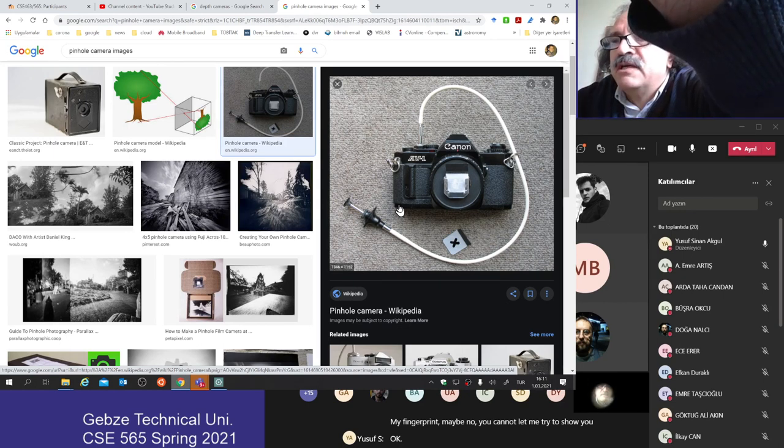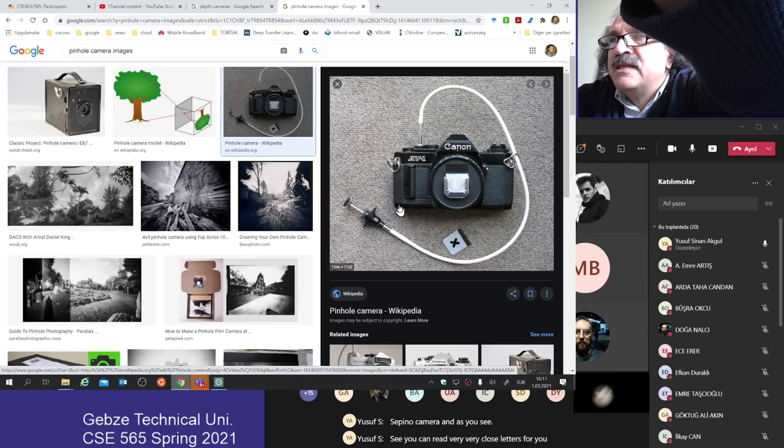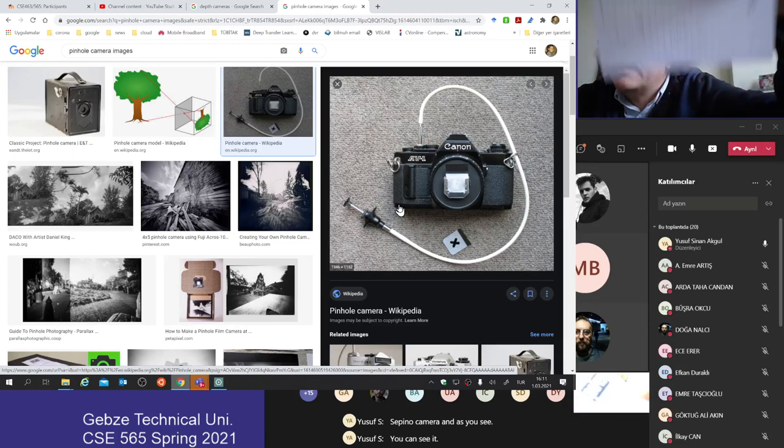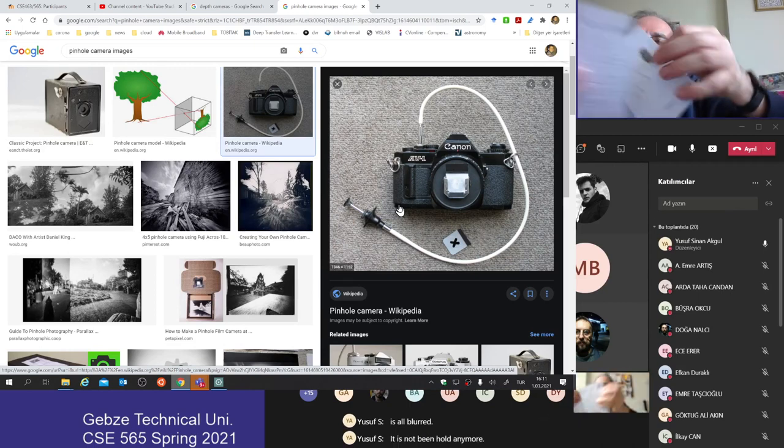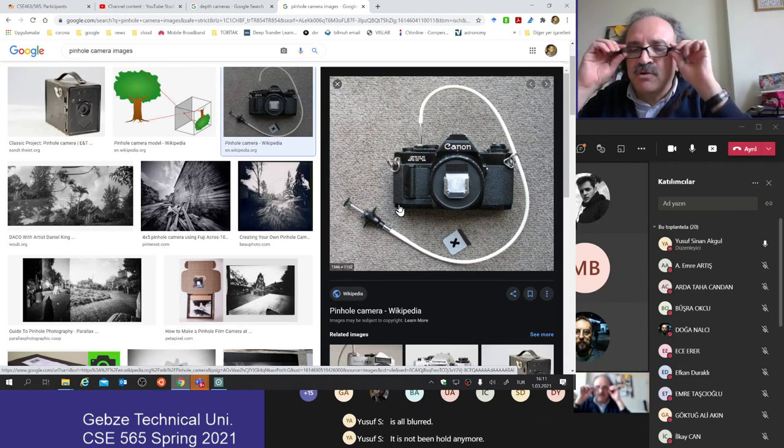It's a pinhole camera, and as you see, you can read very, very close letters for you, and still you can see it. It became a pinhole camera. Now, if I remove it, you cannot see anything because it is all blurred. It is not pinhole anymore. Okay? And you can do the same thing with your eye.